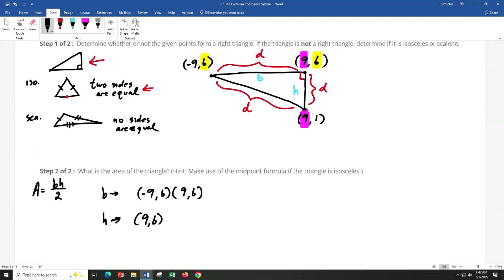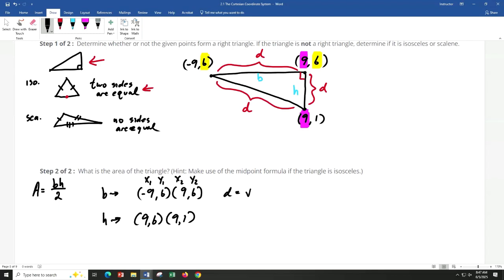For my height, I've got 9, 6, and I've got 9, 1. Each one of those I can put into my distance formula, because that's going to give me the length that I'm looking for. So I can come straight in here because I'm looking for the distance. So distance is going to be equal to, this is my x1, this is my y1, this is my x2, this is my y2. I don't want to forget that.